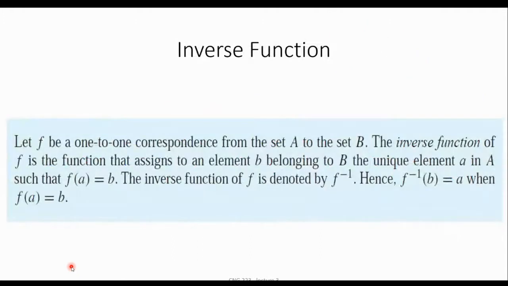Now, in case that the function is both one-to-one and onto, we can find the inverse for that. So this is for sure an if and only if case. It means that when you have onto and one-to-one, it implies that you can find an inverse function for it.